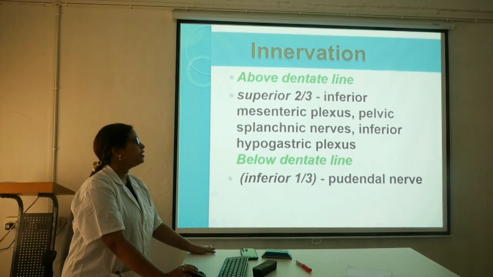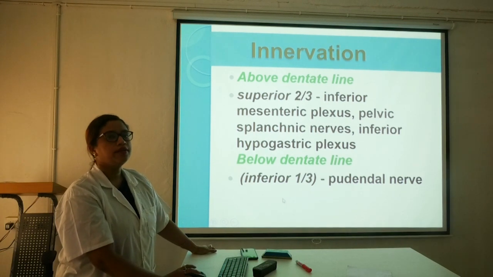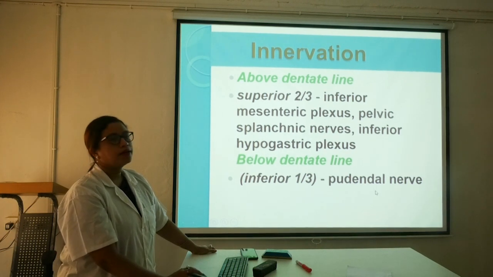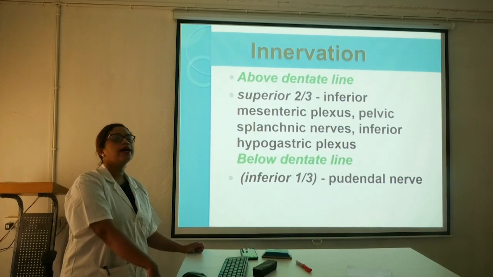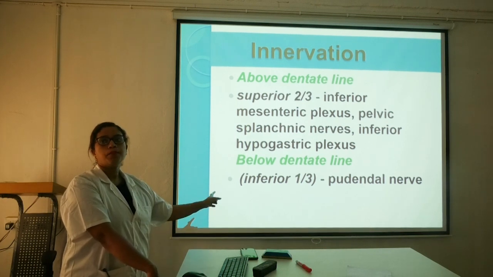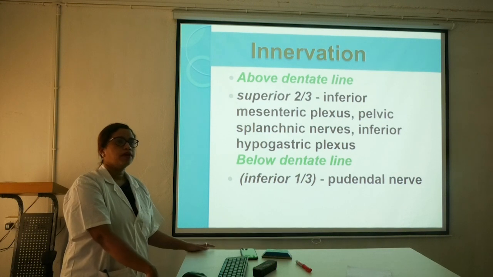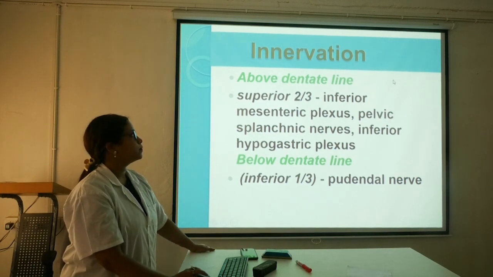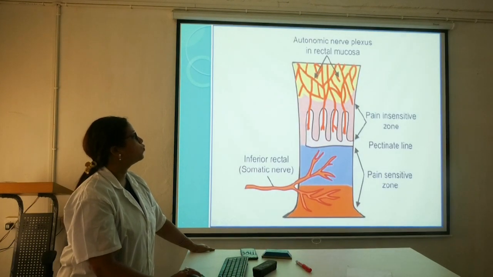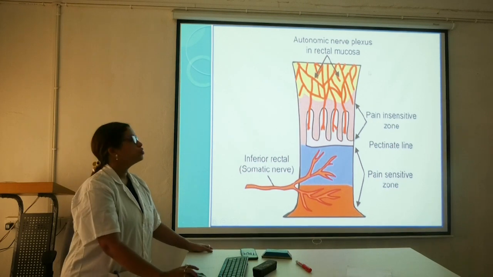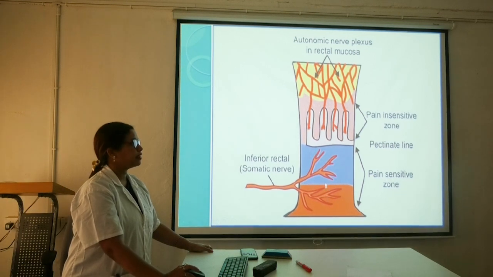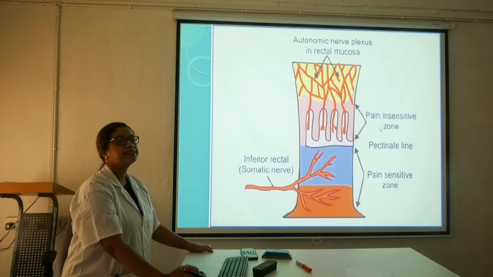Below the dentate line, the inferior one third is by the pudendal nerve. So only one nerve is supplying, the pudendal nerve. Here a question comes: why is the hemorrhoid so painful? Which nerve would it be? Pudendal nerve. Okay, so the pudendal nerve would be the answer. See which zone is the pain sensitive zone. The pain sensitive zone is the lower one third, below the pectinate line, and above this one it is the pain insensitive zone.